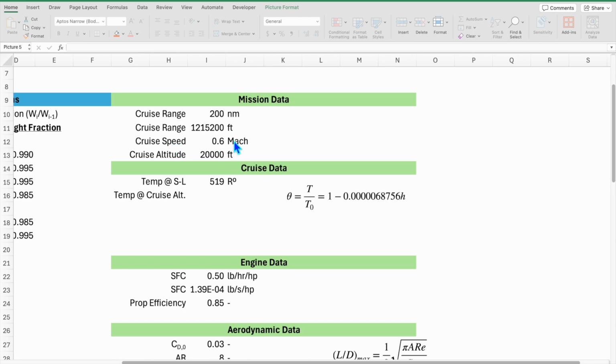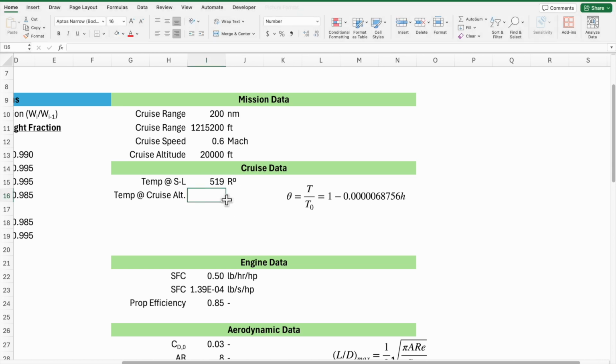We're given our Mach airspeed, so if we find the speed of sound at an altitude of 20,000 feet, which is going to be a function of the atmospheric temperature at the altitude, we'll just assume a standard day. Then we can figure out our actual true airspeed at that Mach 0.6, which we need for determining our weight fraction for our cruise. So let's continue with that.